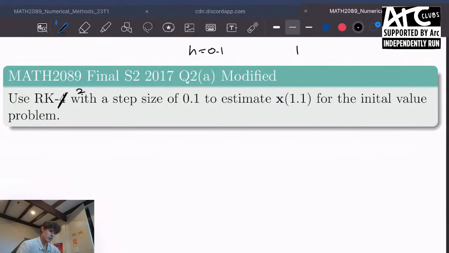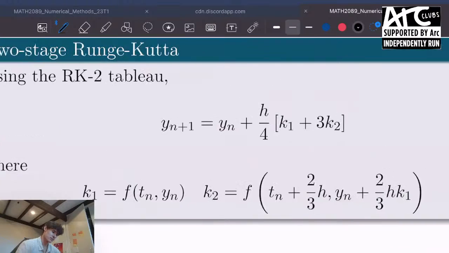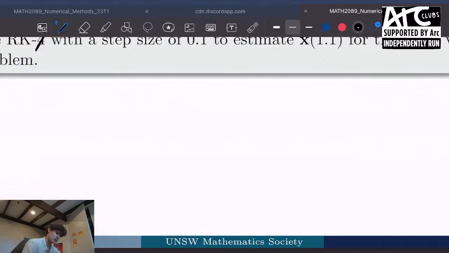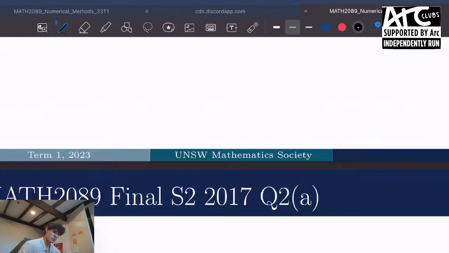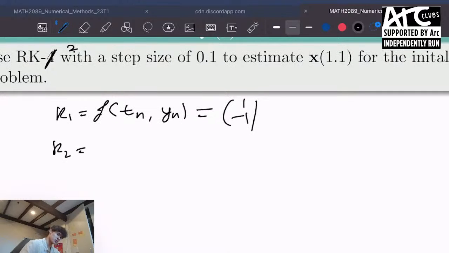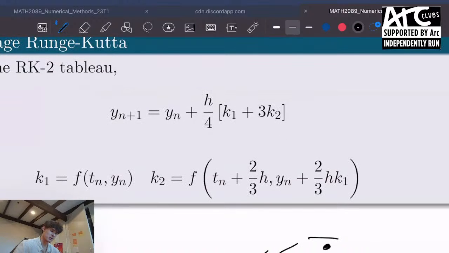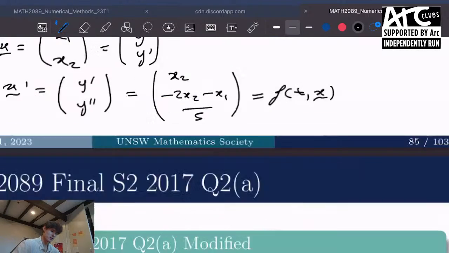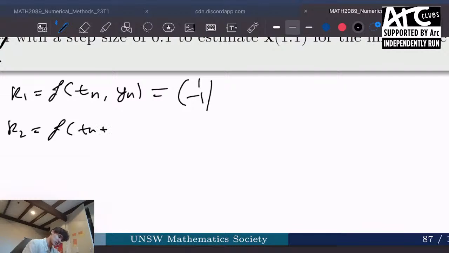So what we need to do is just apply Runge-Kutta 2, and to do that we're going to be using these particular values. K1 is just f evaluated at t of n, y of n. In that case, it's just going to be equal to 1, negative 1. And then K2 equals f of tn plus 2/3 h, yn plus 2/3 h k1. So we know that the t part has 0 effect. So that's tn. I think that's correct.